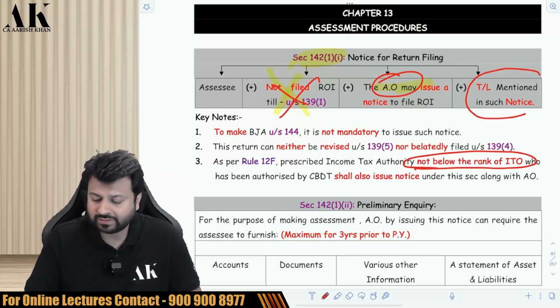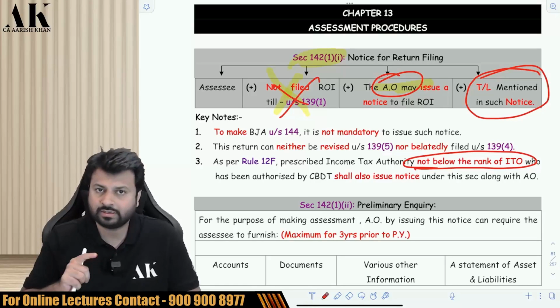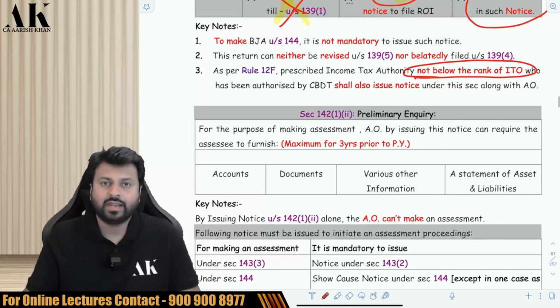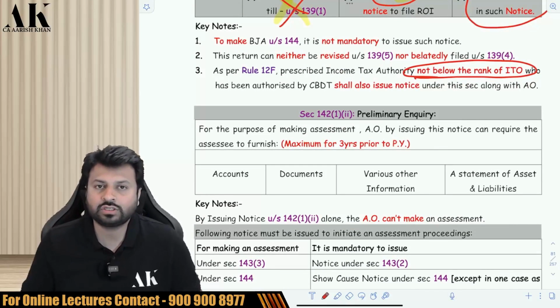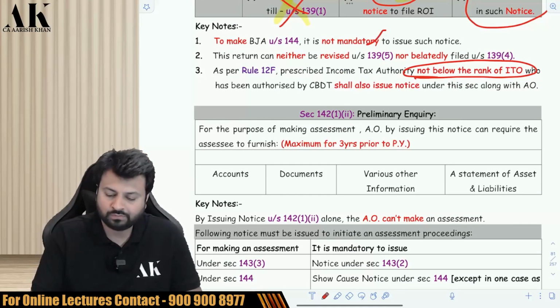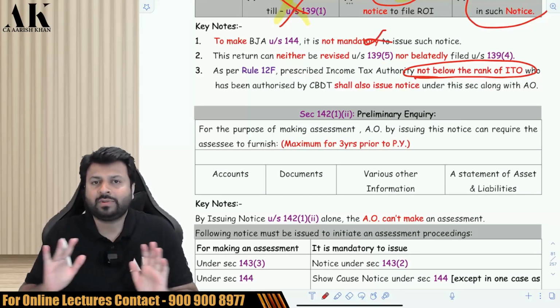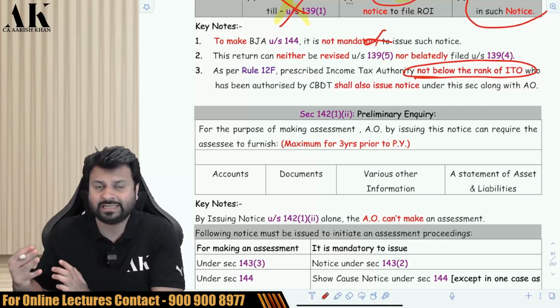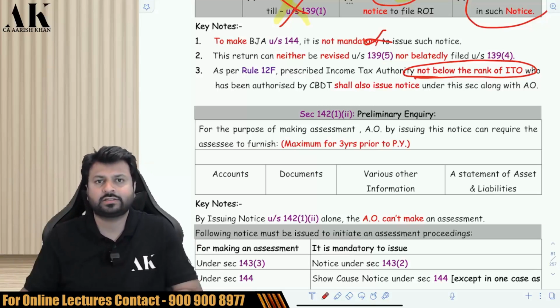You are supposed to file the return within the time limit mentioned in such notice. Suppose the notice says that you have to file the return in 15 days, then you have to file the return in 15 days. Now, next, is it mandatory to issue this notice to do best judgment assessment? No. To do best judgment assessment, it is not mandatory to issue this notice. For best judgment assessment, there are some other criteria which we are going to see later in this lecture itself.